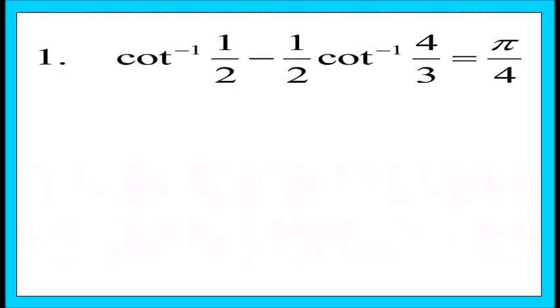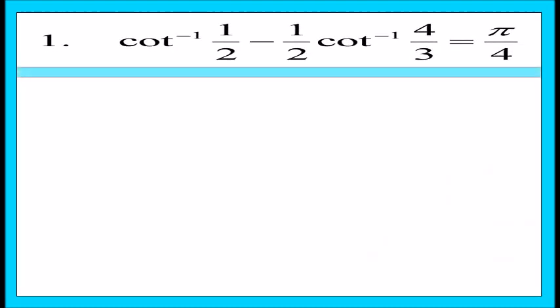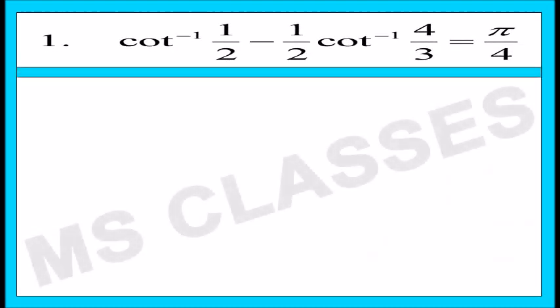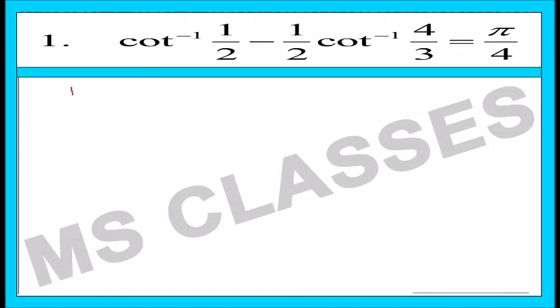to the first sum. Now these are 5-mark sums. Question number 1. Cot inverse of half minus half of cot inverse of 4 by 3. Now here we have to prove that it is equal to pi by 4. Now how to do that?